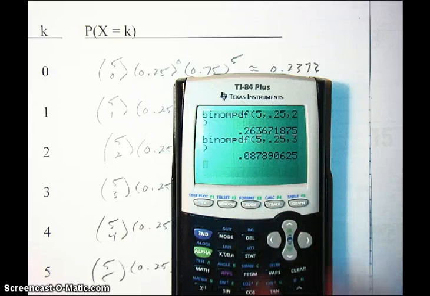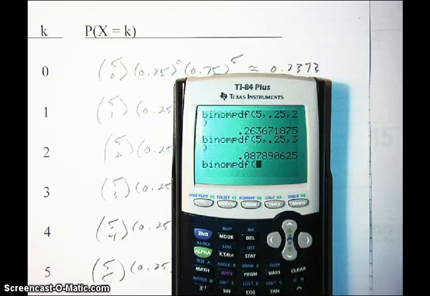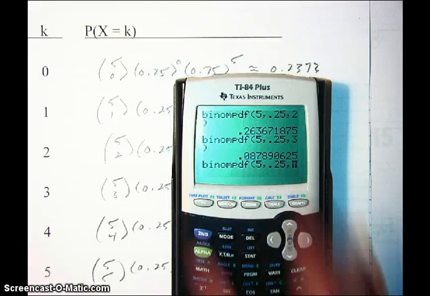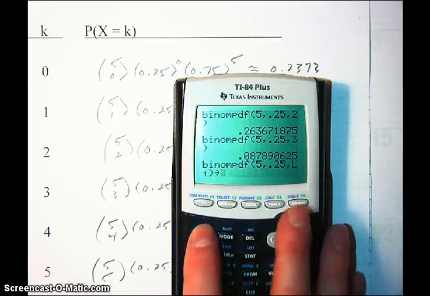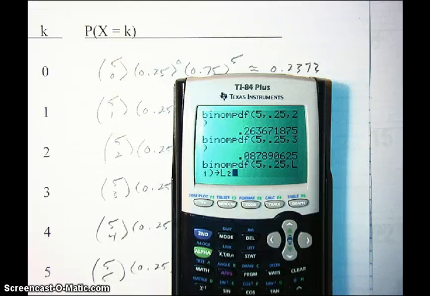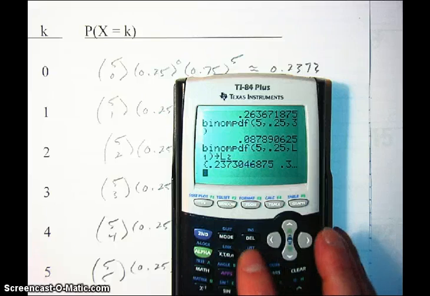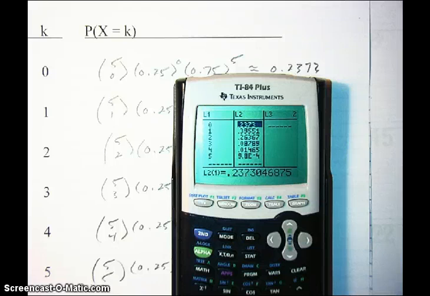Quit out of there and then go second vars, go down to binomial PDF, put in 5, 0.25, and then instead of a specific value for k, what you put in here is list 1. So you go second of 1 and put in list 1, and then we can store that in list 2. And then the calculator will calculate all the probabilities at once, and if you want to look at them, you just go into Stat Edit, and there they are. Okay, so that's a nice feature.